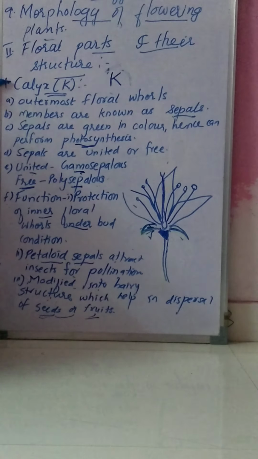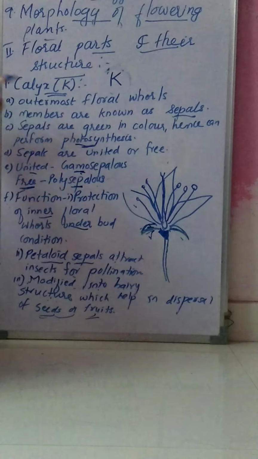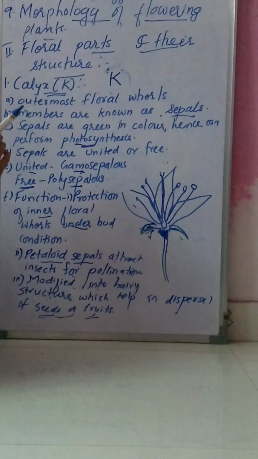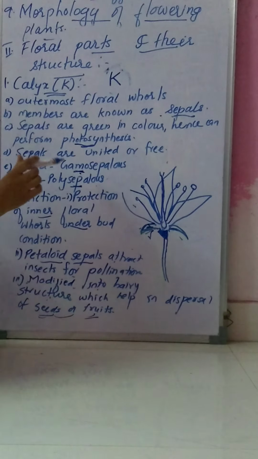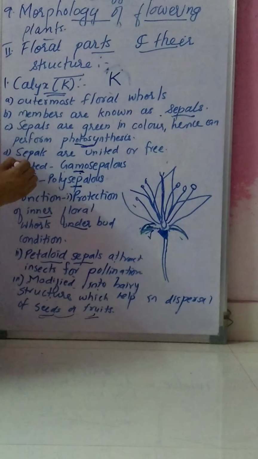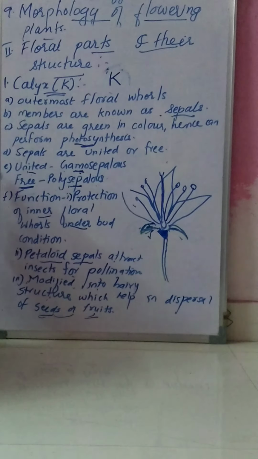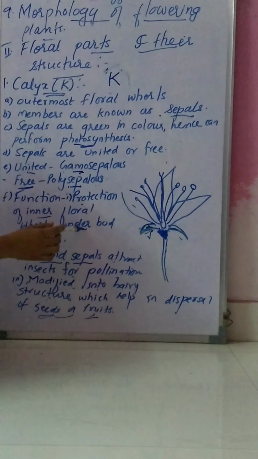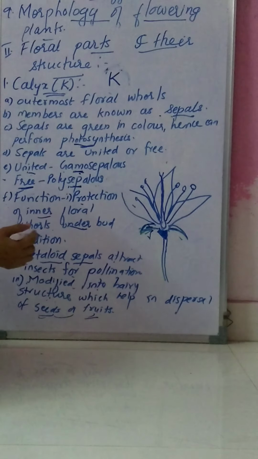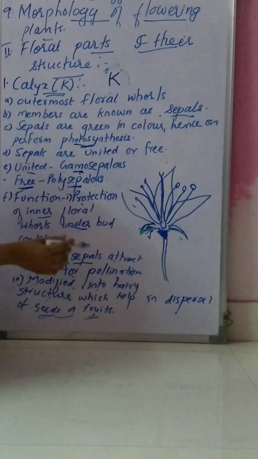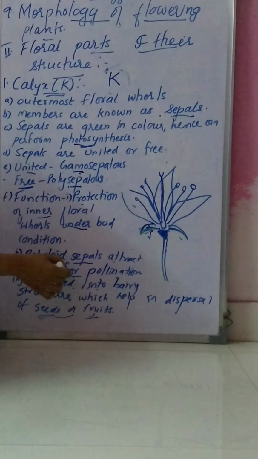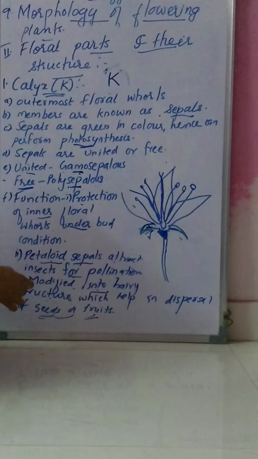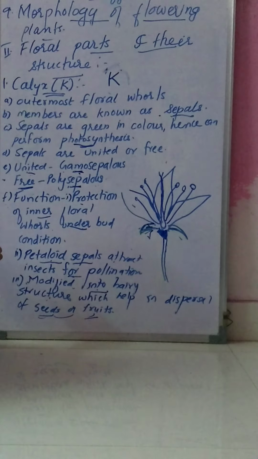So calyx is the outermost wall of a flower whose members are known as sepals. They are green in color, hence can perform photosynthesis. They may be gamosepalous, meaning united, or polysepalous, meaning free. The main function is protection of the inner whorls in bud condition. In some flowers the sepals are colored to attract insects for pollination, and in some they are hairy, which helps in the dispersal of seeds or fruits.